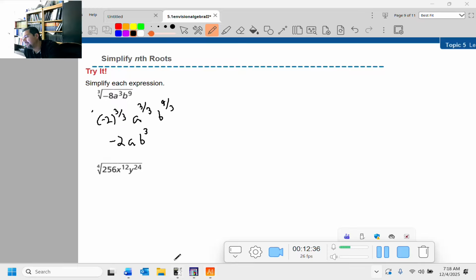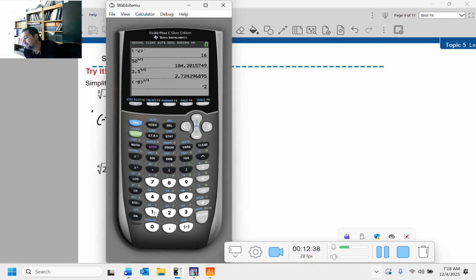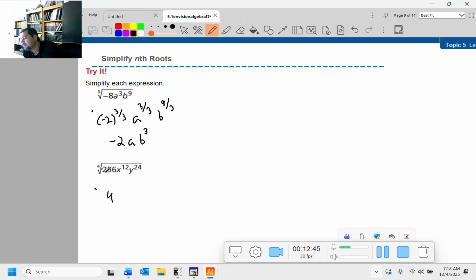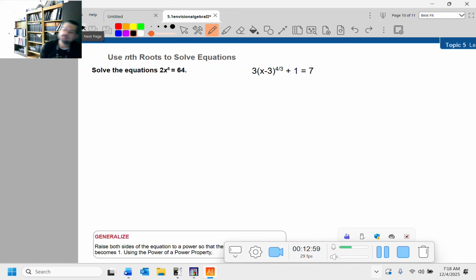All right, you got a 256. 256, I'm pretty sure, is 4 to the 4th. It is. So we're going to think about this as 4 to the 4 over 4, x to the 12 over 4, and y to the 24 over 4. That's going to give me 4x cubed y to the 6th. Nothing hard in those.